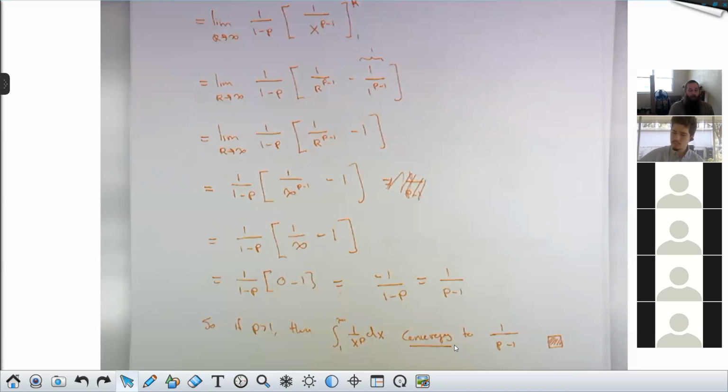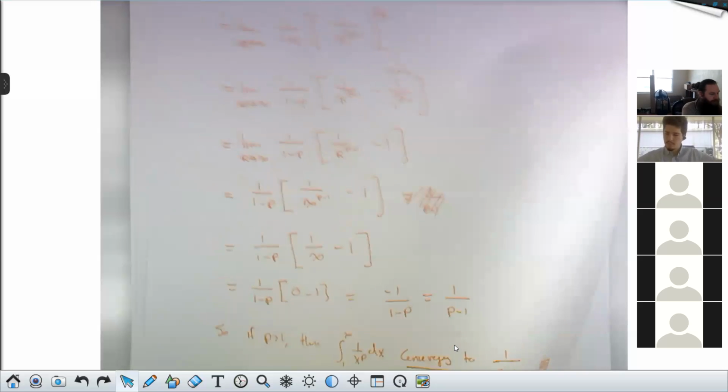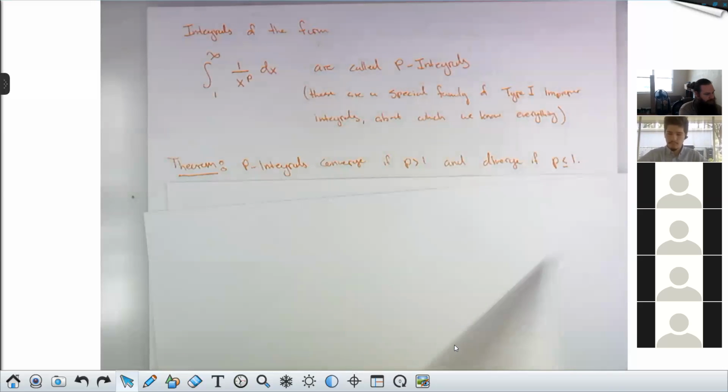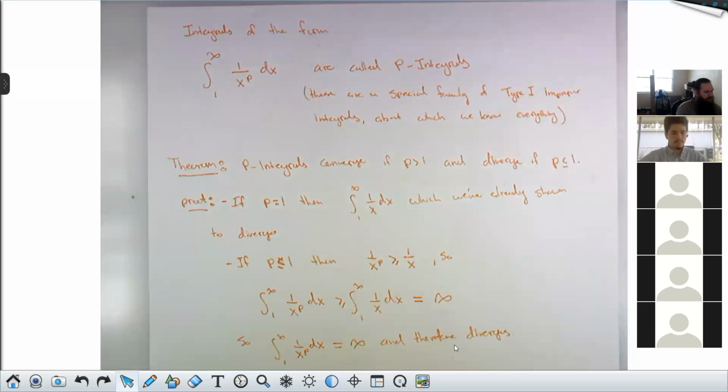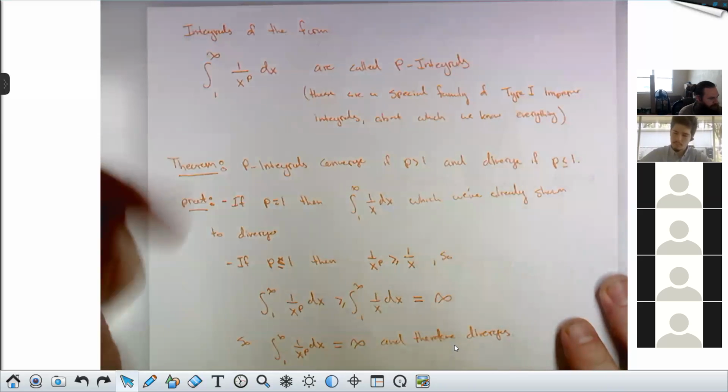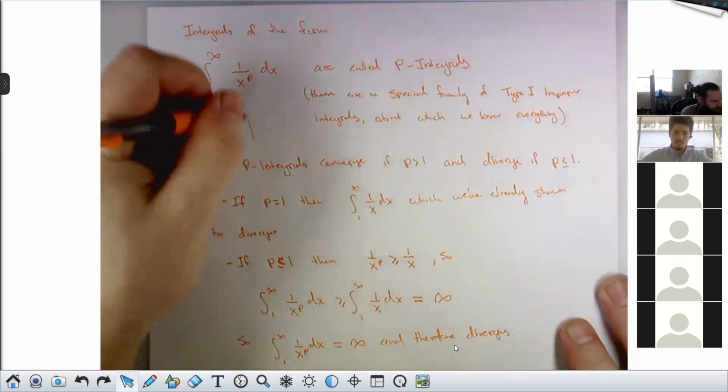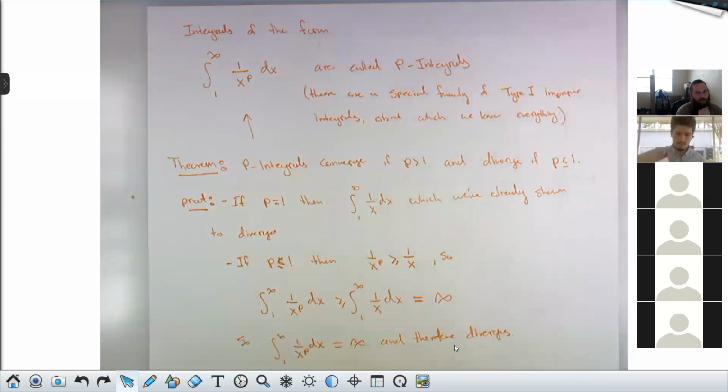The first thing you're going to put on those blank pages is just the statement of this theorem, right? p integrals, which are integrals of this form, converge if p is greater than 1 and diverge if p is less than or equal to 1. In fact, let me give you a nice, clear way you can get it in one line where you don't need anything else floating around.